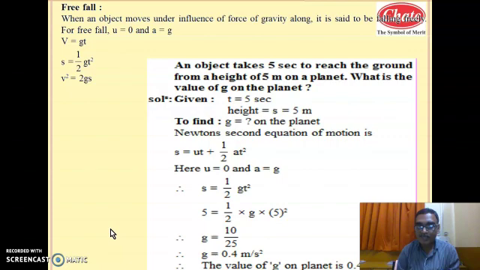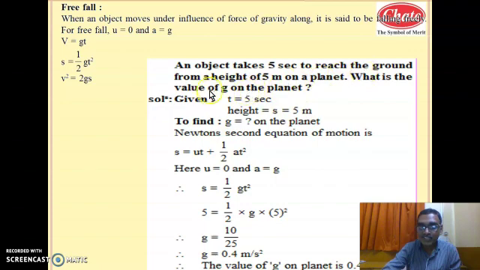An object takes 5 seconds to reach the ground from a height of 5 meters on a planet. What is the value of g on the planet? For this question, see what things are given. Here the time taken by the object to reach the ground is 5 seconds, so t is 5 seconds, and the height from which the object falls on the planet, which is the displacement of the object, is 5 meters.